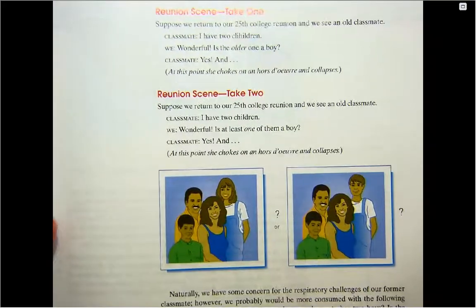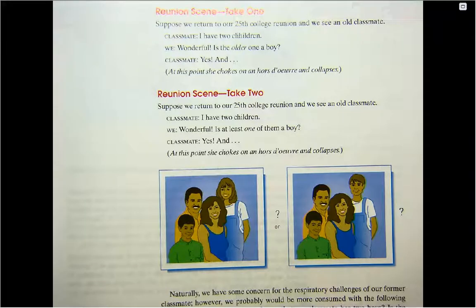So this is the reunion scene, take 1. Suppose we return to our 25th college reunion and we see an old classmate. Classmate: I have 2 children. We: Wonderful. Is the older one a boy? Classmate: Yes. And? At this point, she chokes on an hors d'oeuvre and collapses.